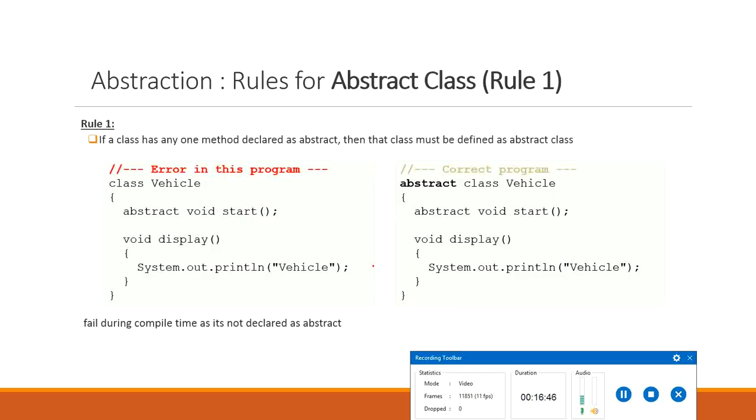Now let's talk about the rules for the abstract class. There are certain rules which we must remember when we are creating an abstract class. If a class has any one method declared as abstract, then the class must be defined as abstract. This is what I just told in one of the points before. So for example, let's talk about this program, class vehicle. Now this class has an abstract method. A non-abstract class cannot have an abstract method. So if there is any method declared as abstract, the class must also be declared as abstract.